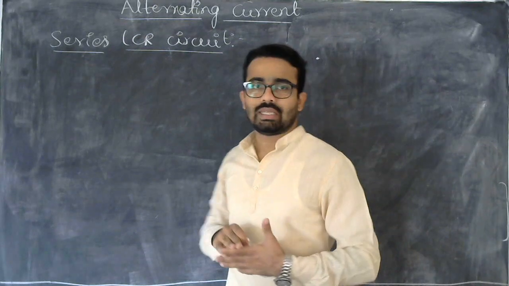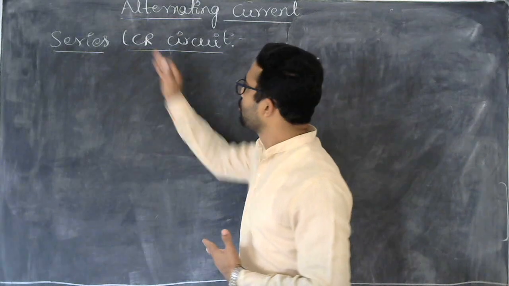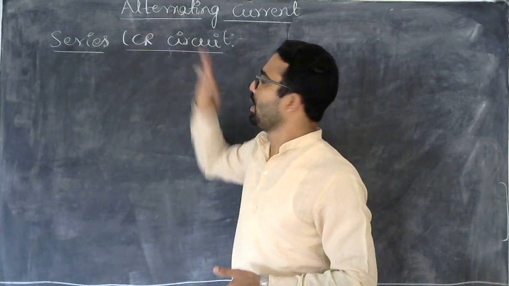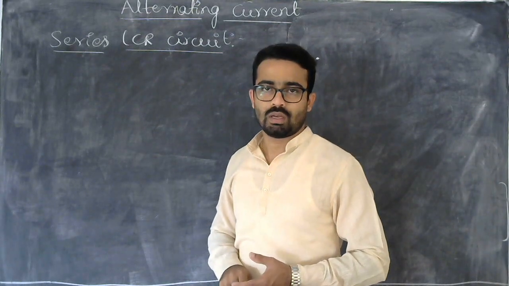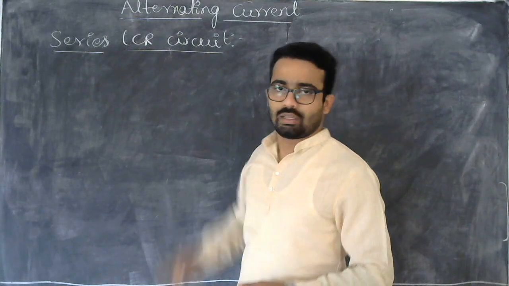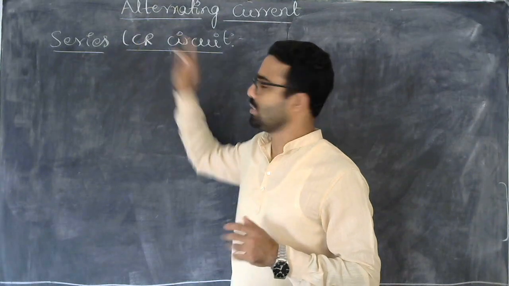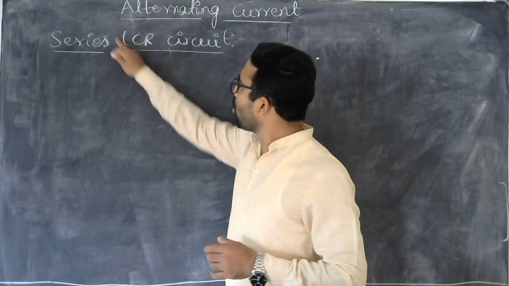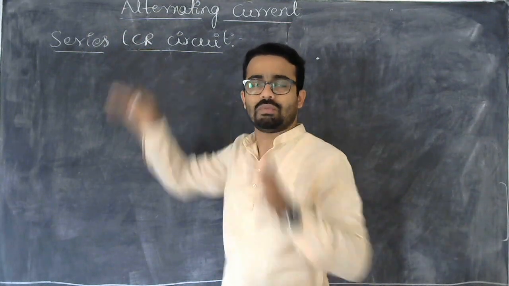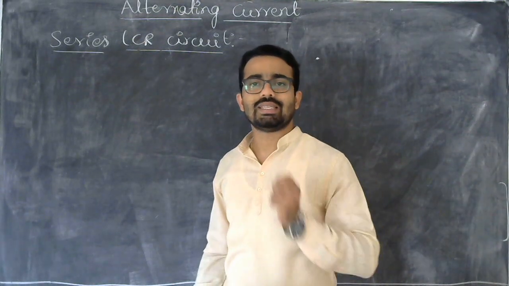L is the symbol we use for inductance, C is the symbol for capacitance, and R is the symbol for resistance, or you can say resistor. So these three components are there in the circuit: inductor, capacitor, and resistor. And these three components are connected in series to form a circuit. That is why such a circuit is called a series LCR circuit.